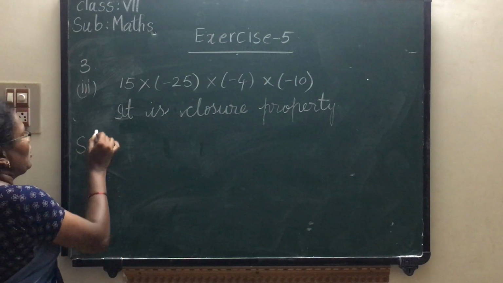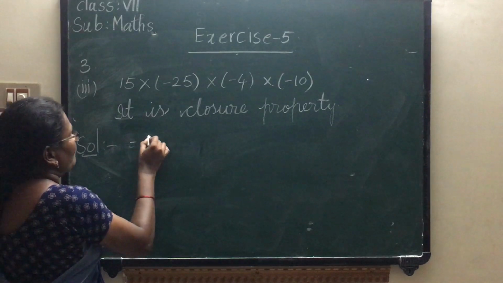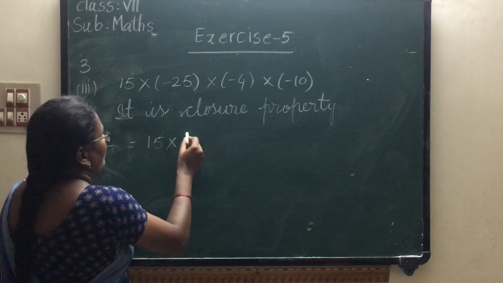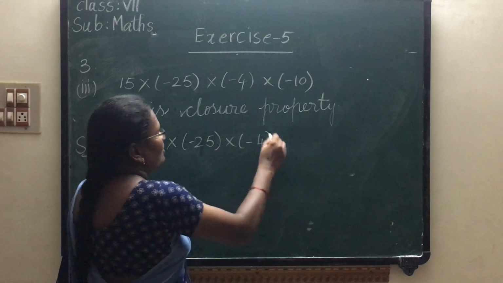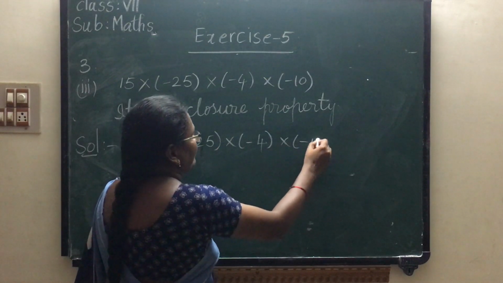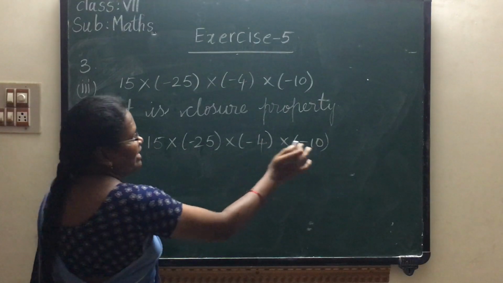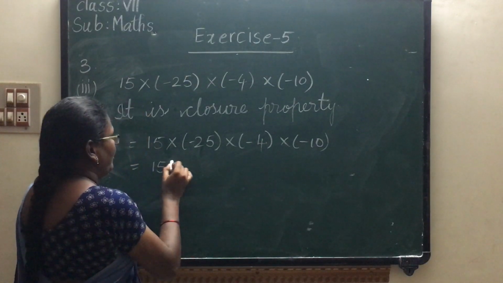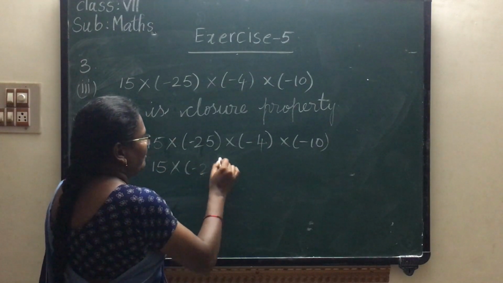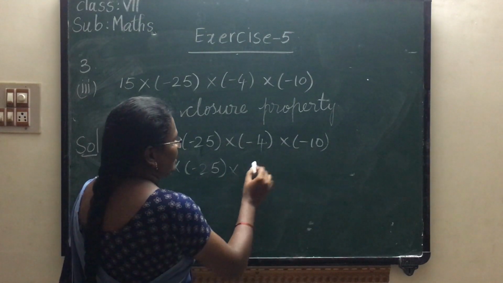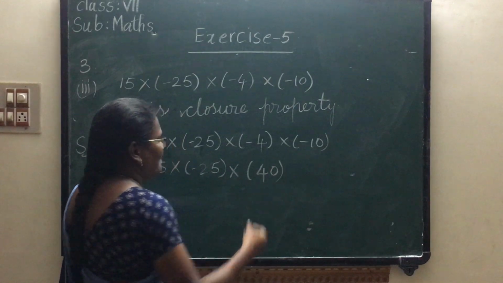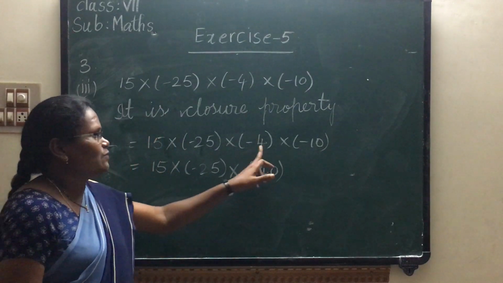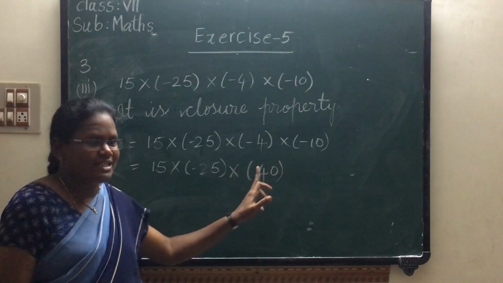Now we have to multiply all the terms: 15 into minus 25 into minus 4 into minus 10. We have to multiply first these two terms, minus 4 into minus 10. 4 tens are 40. Minus into minus is plus.